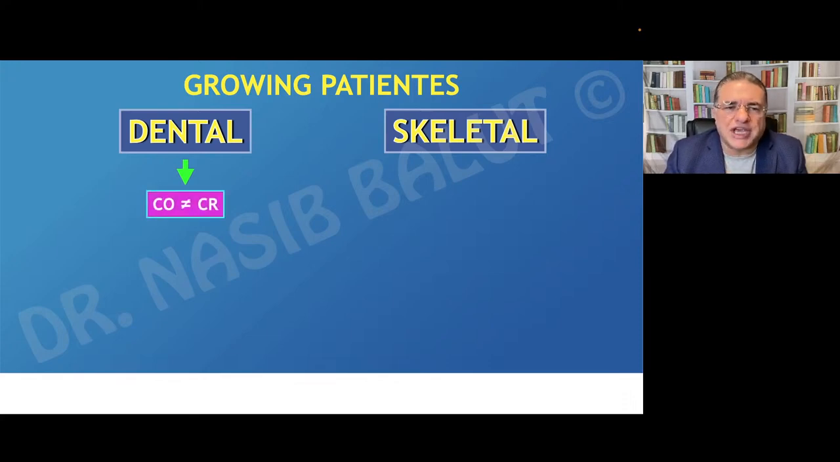Always we have to check in a class 3 patient if there is a discrepancy between CO and CR. Sometimes the class 3 patient bites a little bit forward to have a better occlusion. That's a pseudo class 3. Those are the easiest patients to treat. So first of all, we have to manipulate to check if there is a discrepancy between CO and CR.